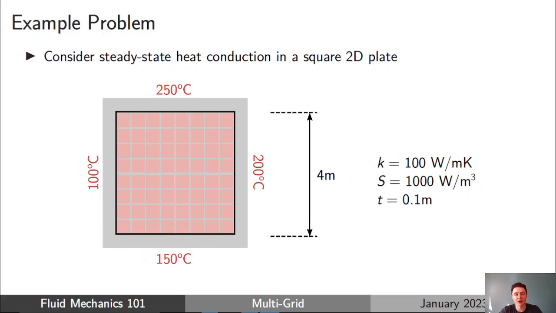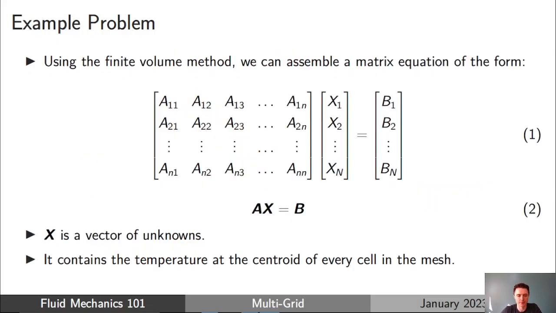And the plate is going to have a thermal conductivity of 100 watts per meter Kelvin, a volumetric source term of 1000 watts per cubic meter, and a thickness of 0.1 meters. I'm dividing this geometry into a mesh of 8 by 8 cells, as you can see on the slide. And using the finite volume method, we can assemble this problem into a matrix equation of the form AX equals B. I've been through that process in previous talks, and you can also find it in my courses and in the various sources in the literature if you want to know how the matrix equation is assembled. But I'm not going to be focusing on that in this talk.